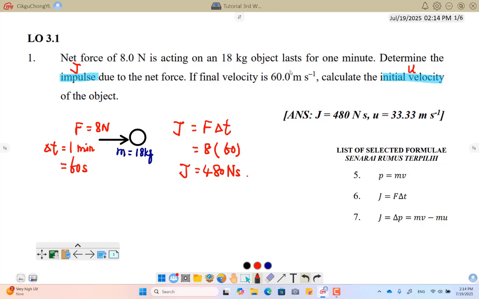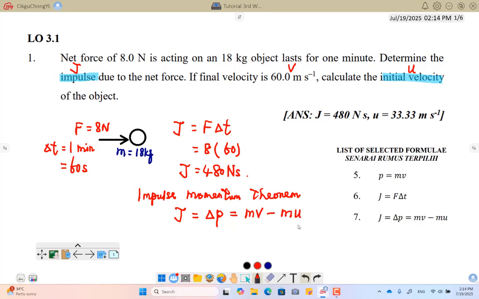If the final velocity of the object is 60 meters per second due to the force that acts on the object, we want to calculate the initial velocity of the object. So the change of the velocity can relate with impulse, whereby according to the impulse-momentum theorem, impulse is the change of momentum, whereby the change of momentum will be the final momentum mv minus initial momentum mu. So the v refers to the final velocity, u refers to the initial velocity.